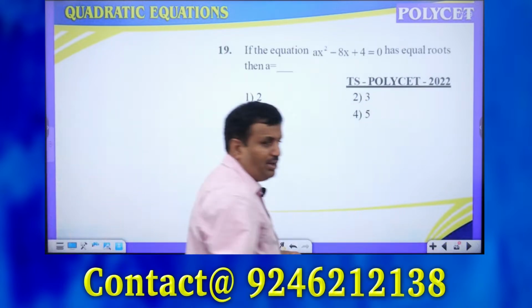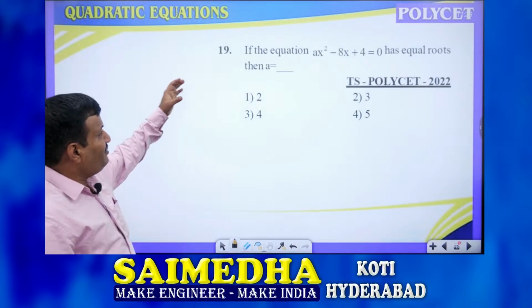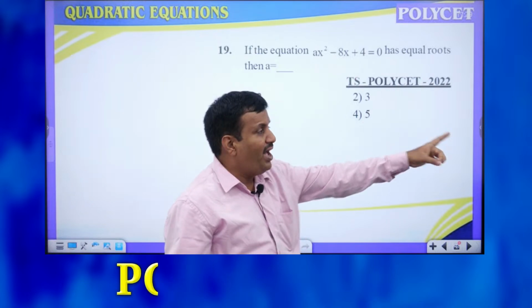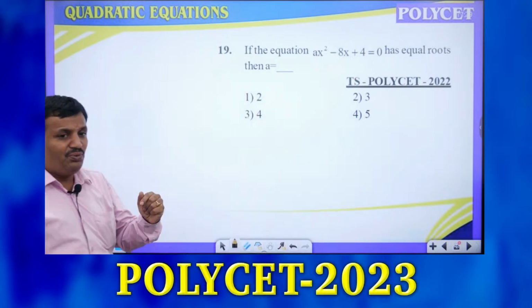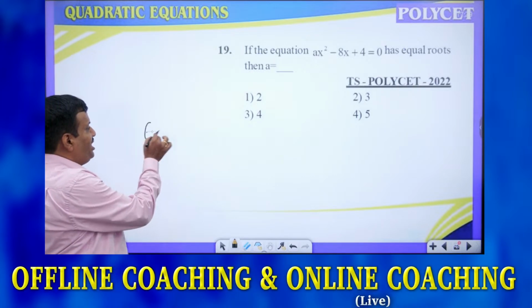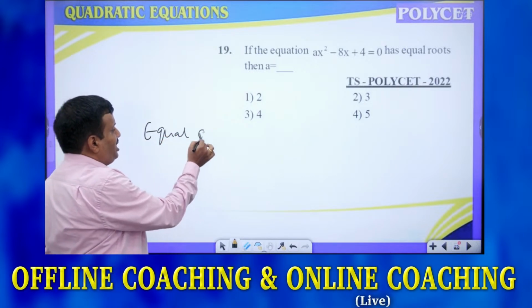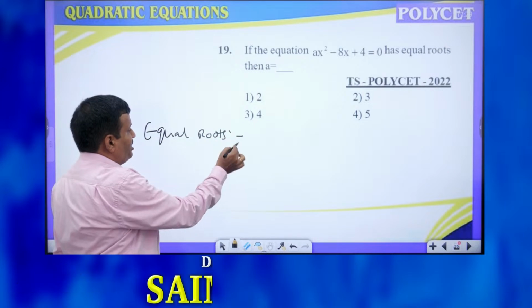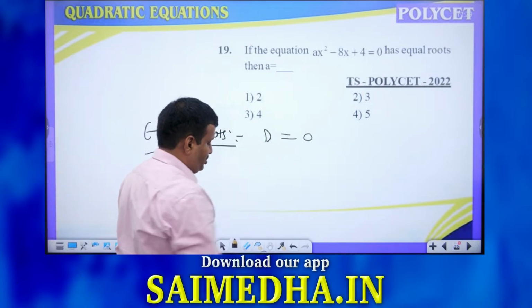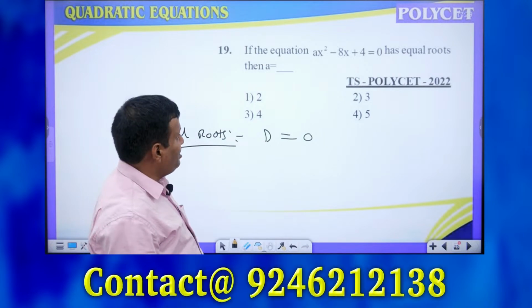Yeah, coming to our next bit here. If the equation ax square minus 8x plus 4 equal to 0 has equal roots, then what is the a value? What is the condition for equal roots? Equal roots condition is discriminant is equal to 0.